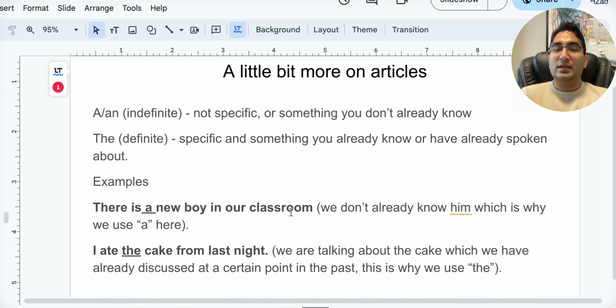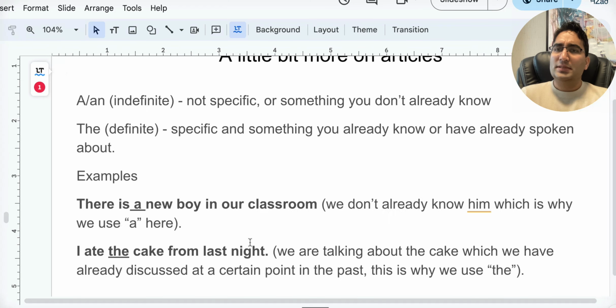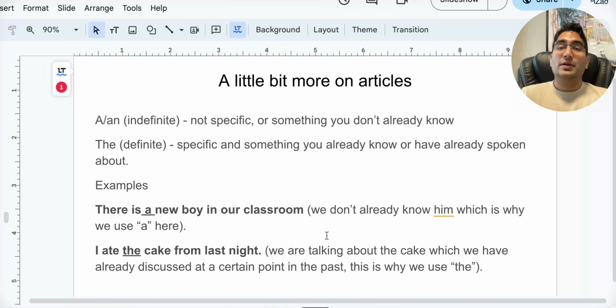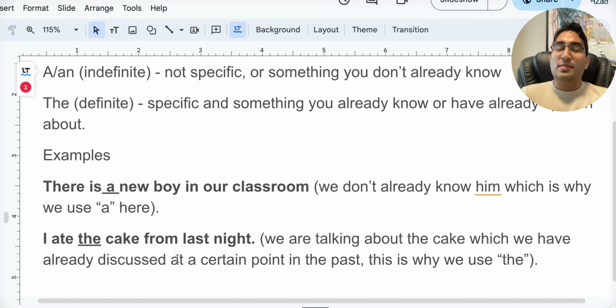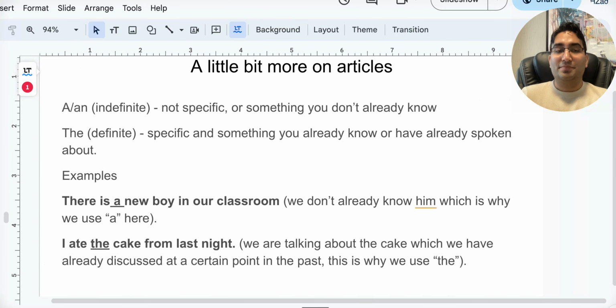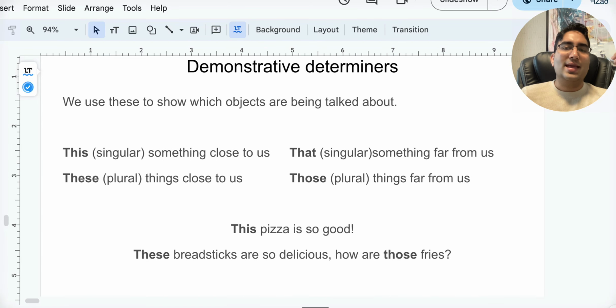Once again, here is the definition in more detail and some examples. By the way, when I show you the definitions, you can pause the video to read them if you would like. The example here is, there is a new boy in our classroom. Now, we don't know who this new boy is. That's why we're using a, because we are not sure and we're not familiar with this person. When we say, though, I ate the cake from last night, we already know the cake from last night. You saw it, I saw it. That's why we're saying the, because this time it is familiar. Make sense? That is the key difference between a and the.